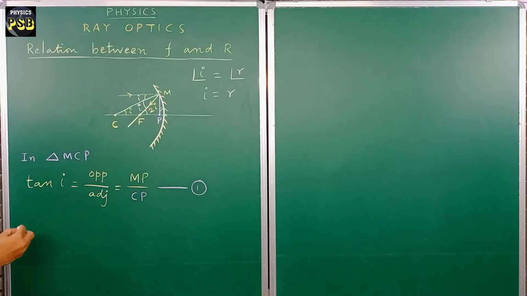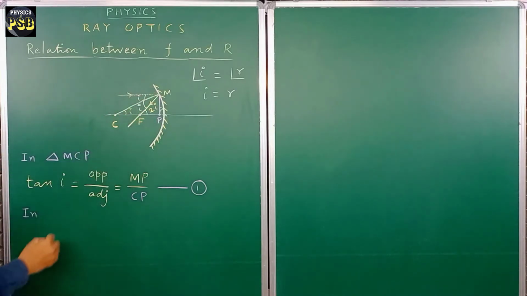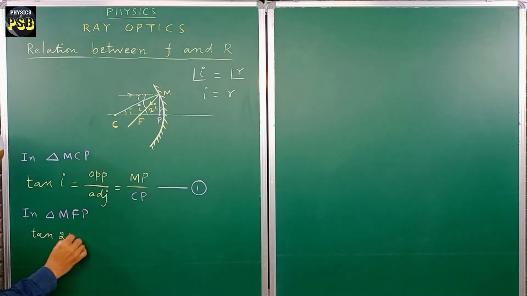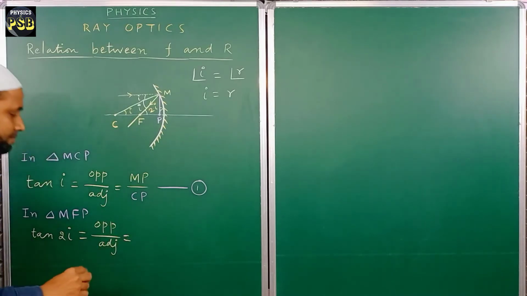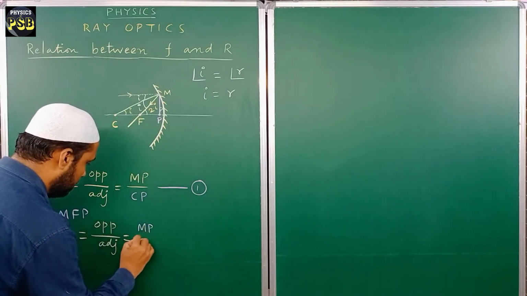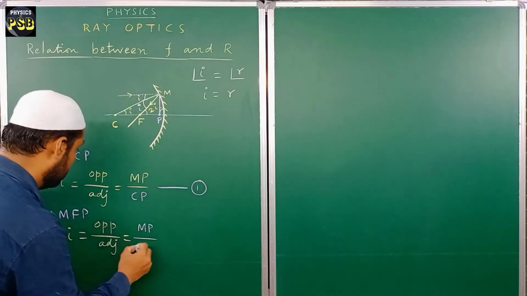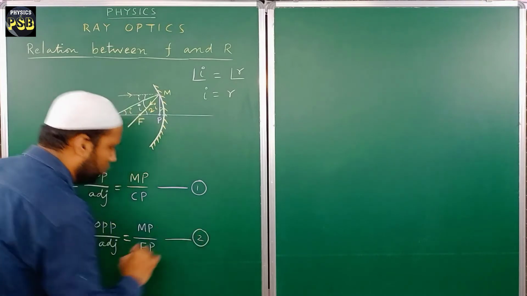Then I'm going to find the tan of angle 2I from the right angle triangle MFP. Tan of 2I is obtained by following the same formula, opposite divided by adjacent side. The opposite side is MP, divided by FP. I take this as equation number 2.